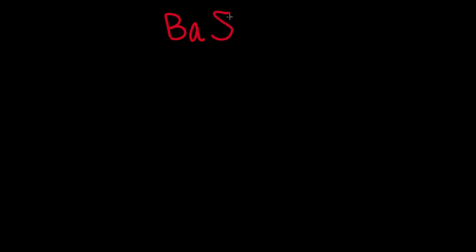BaS. Okay, so let's assume that we have subscripts there, and let's try going like that. All right, so I end up with Ba +1 and S -1. But hold up, I look at my periodic table, and I find barium, and I see that it is in group 2, so it can't have a +1 charge. And I look at my sulfur, and I see that it is in group 6, so it has to have a -2 charge. It can't have a -1 charge.